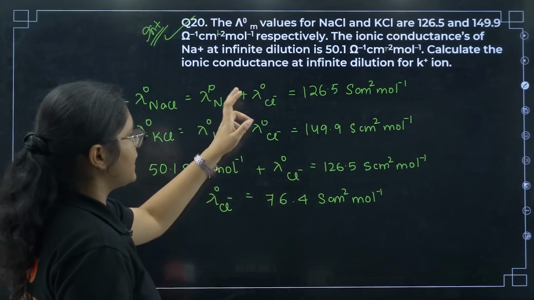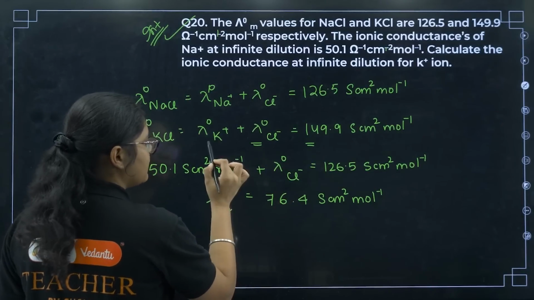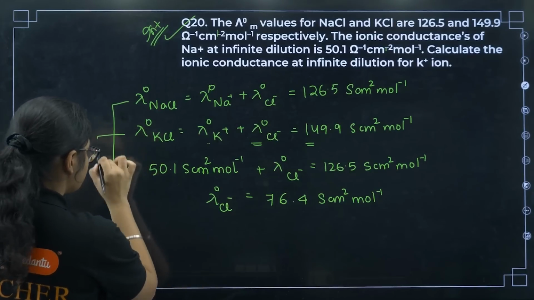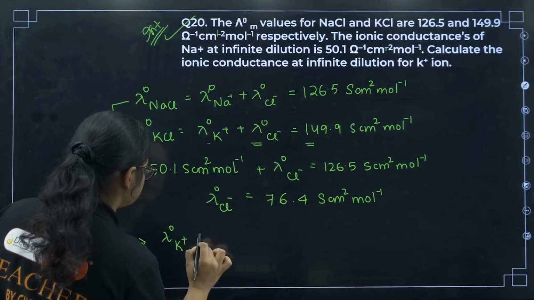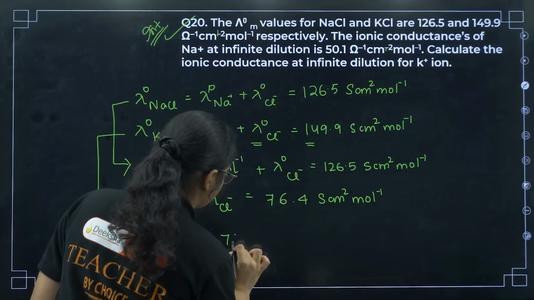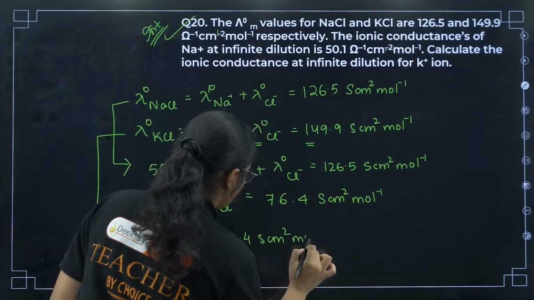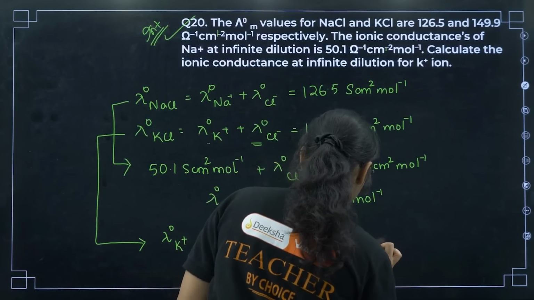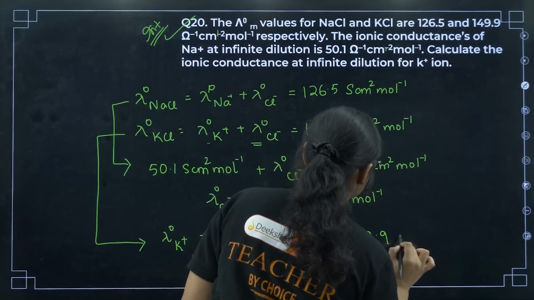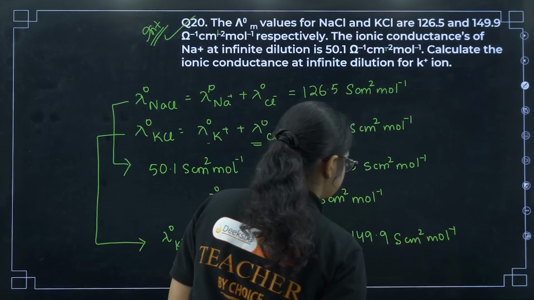Next, calculate the ionic conductance of K plus. So now we have got this value, we have this value, and we have to calculate this value. So again, from this equation I can calculate lambda naught of K plus lambda naught of Cl minus, 76.4 S centimeter square mole inverse, is equal to 149.9 S centimeter square mole inverse.